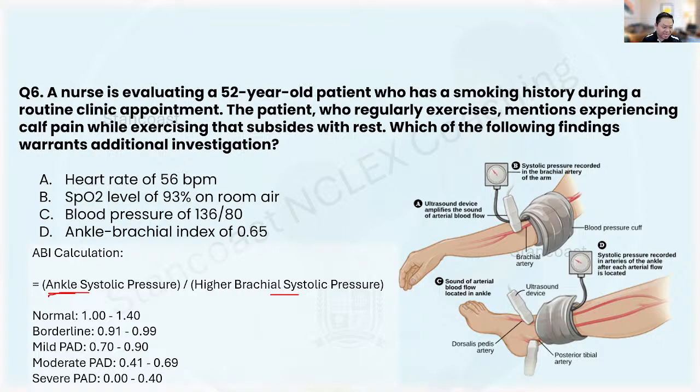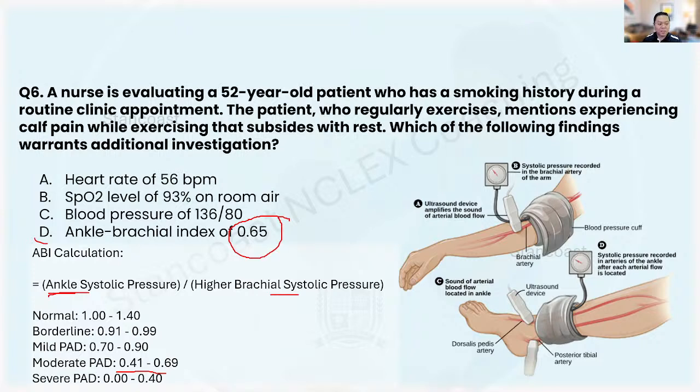I know, Zandy, bradycardia, but I have said earlier that the patient is regularly exercising, and that is a common occurrence for these athletic individuals. It doesn't really warrant a much more immediate investigation compared to letter D. The reason that letter D is correct is because the value that we have here, 0.65, falls under this category, moderate peripheral arterial disease. This is very significant.